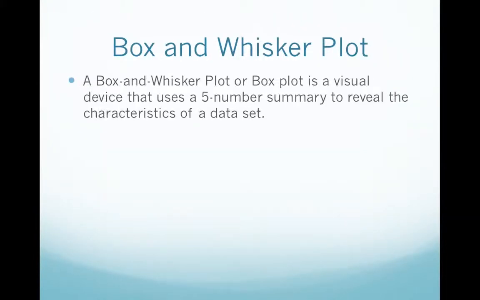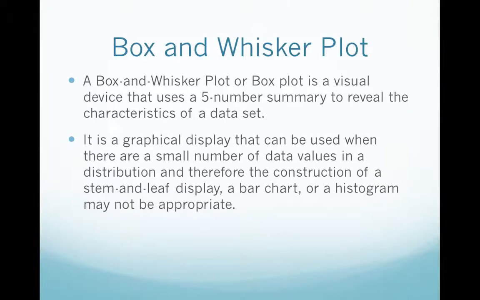Okay, we're going to look at the creation of a box and whisker plot, which is going to use that 5-number summary to reveal characteristics of a data set. Now, the box and whisker plot is another visual way to describe data. We saw stem and leaf display in this course. We've seen frequency distribution tables. We've seen histograms, and now here is the box and whisker plot.